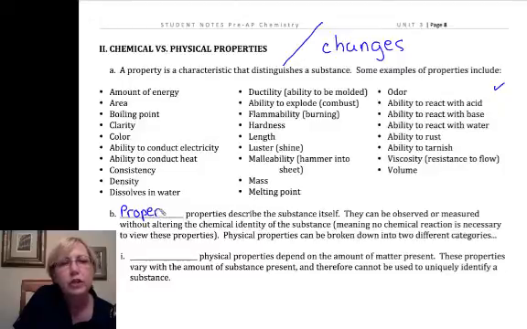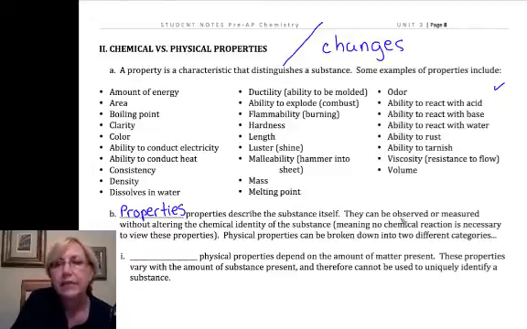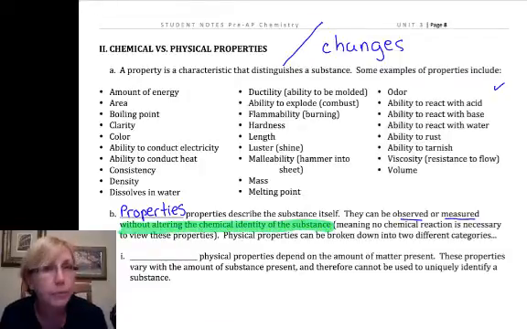So we have physical properties, and these are properties of the substance itself, describing the substance, things that we could observe with our senses often, not always, but often. They can be observed or measured, and this is key. They can be observed or measured without altering the chemical identity of the substance. We are not breaking bonds. We are not forming new bonds.